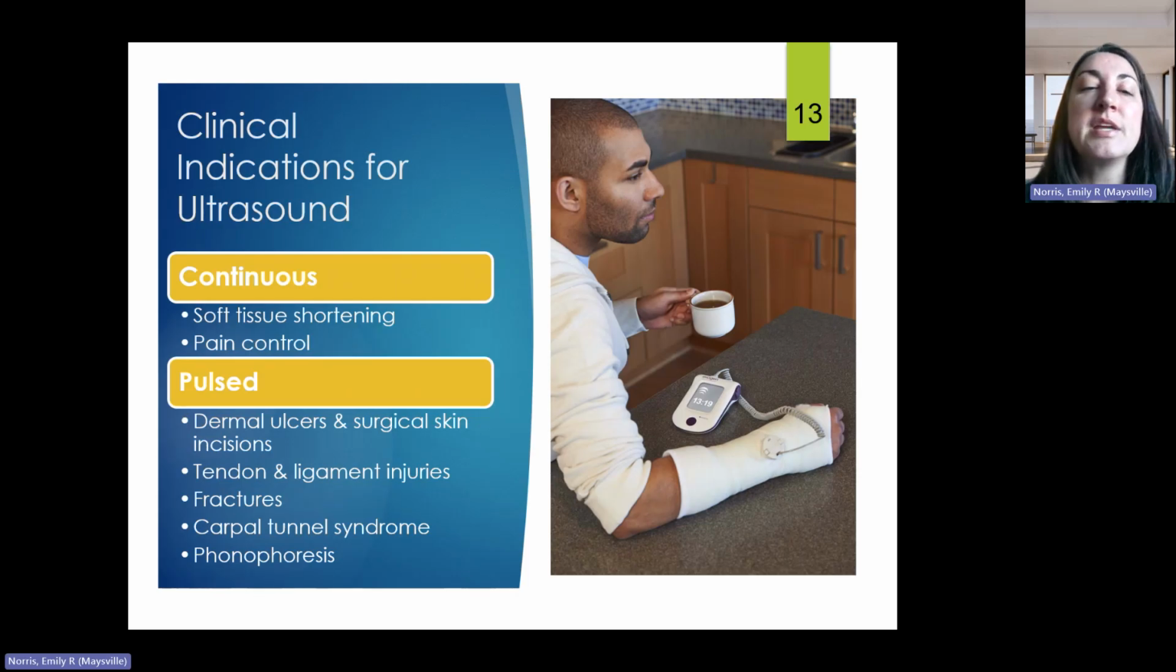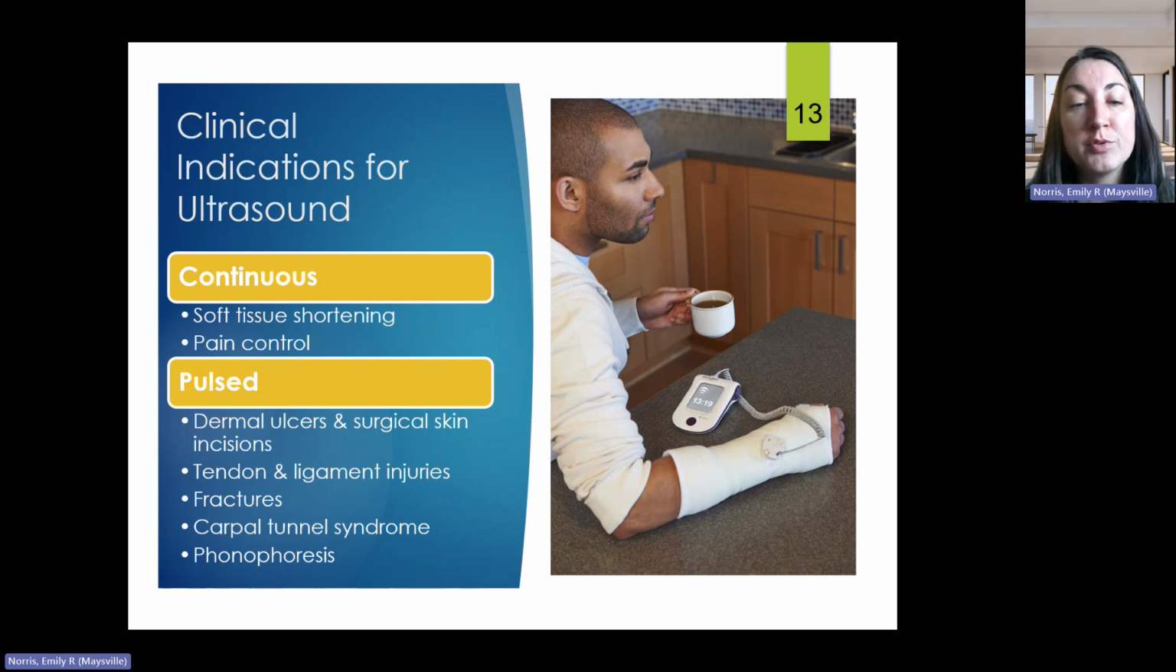Some of the indications. If somebody has tightness or shortening of the tissues or pain, then you might want to use a continuous ultrasound. When you use continuous, you still get all the non-thermal effects as well, but do remember that the thermal effects are also there. For a pulsed ultrasound, some of the indications, if they have a wound that's not healing, like a pressure sore, a dermal ulcer, or after they've had a surgery and you're trying to promote healing of that wound, then you could do a pulsed ultrasound. In tendon and ligament injuries, you could do pulsed or continuous, depending.